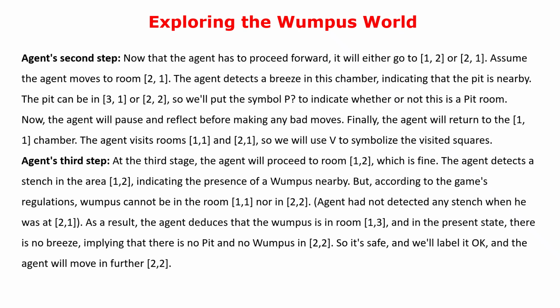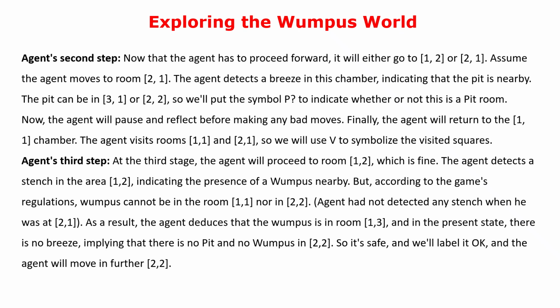Which is fine. So the agent detects the stench in the area 1 cross 2, indicating the presence of Wumpus nearby. You already know about stench; it is something like a bad smell. So if you find a stench, then either at the top or nearby, a Wumpus will be available, either at 3 comma 1 or at 2 comma 2.